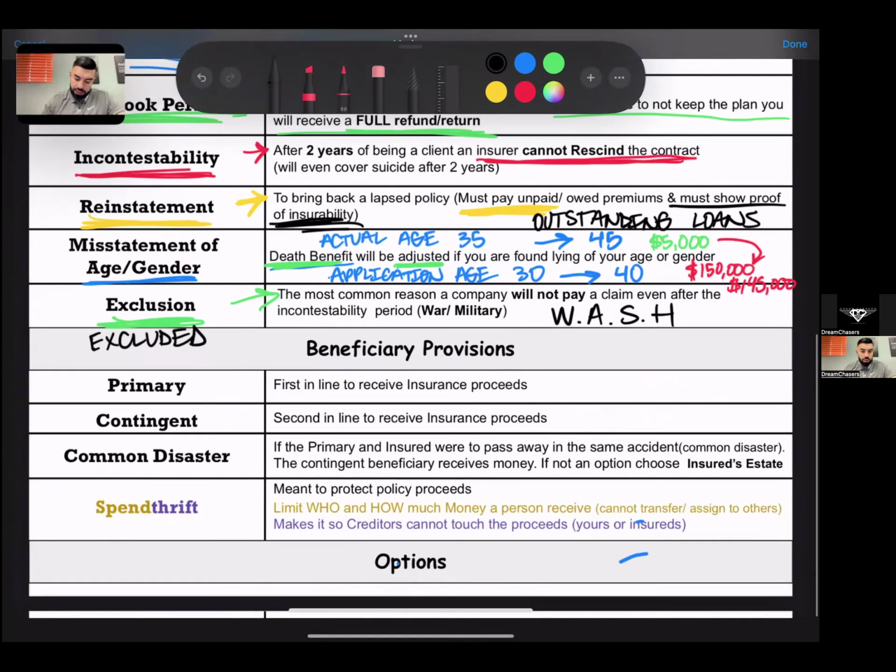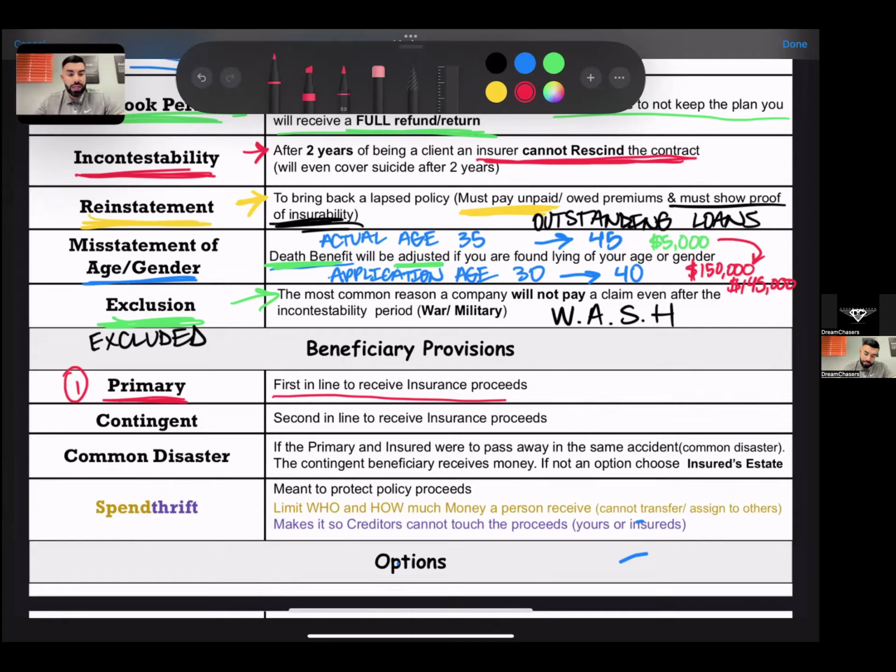So continuing on here, we'll go through beneficiaries and beneficiary provisions. Beneficiaries are the individuals that are going to receive the money from the life insurance, right? The death benefit proceeds. So first is the primary beneficiary. The primary beneficiary is the first person in line to receive the insurance proceeds. So, for example, husband has life insurance, wife he puts as a primary beneficiary, meaning once the husband passes away, the wife is the first person in line to receive the insurance proceeds, right?